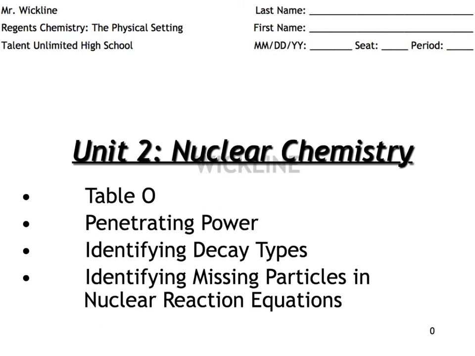And we'll use Table O to describe things like penetrating power. We'll use it to identify different decay types. And then we'll use a little bit like a combination of algebra and Table O to identify missing particles in nuclear reaction equations.